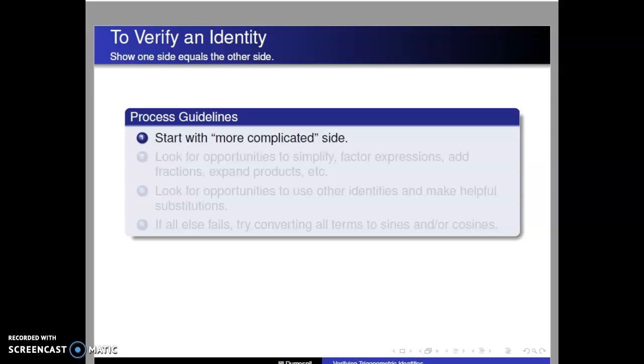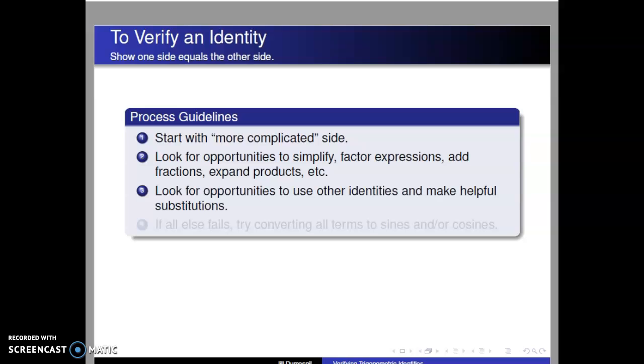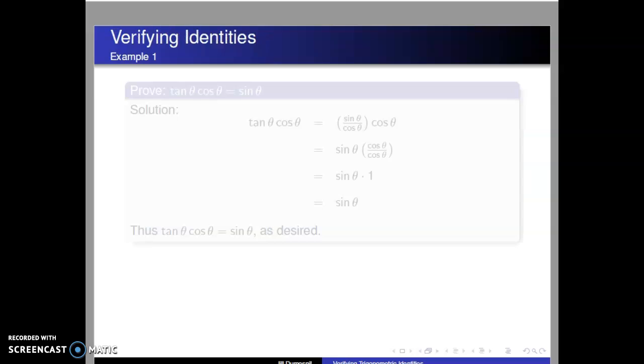In general, it's helpful to start with the expression on the more complicated side of the equation. Then look for opportunities to simplify, factor expressions, add fractions, expand products, or to otherwise algebraically manipulate the expression with the goal of rewriting it to match the other side. Look for opportunities to use other known identities or to make helpful substitutions. If all else fails, it's often helpful to convert all trig terms to sines and/or cosines. Let's illustrate these steps with some examples.